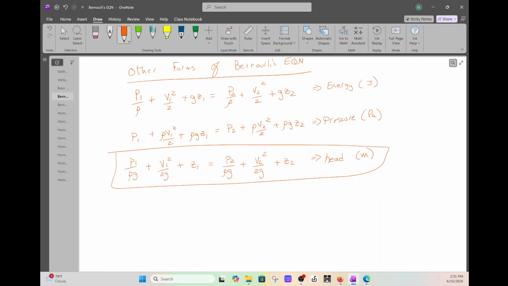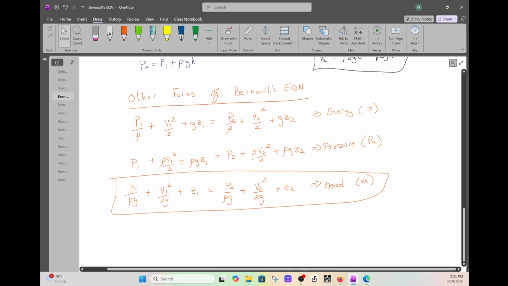All right, so these are other ways that you can write it. It doesn't matter which way you use it. Pick one and remember it, and then go from there.